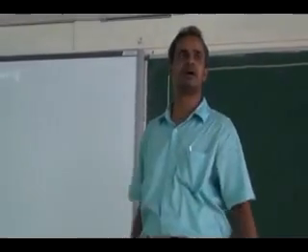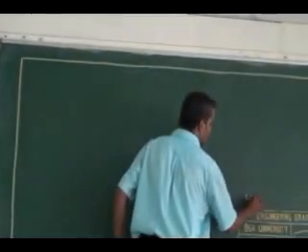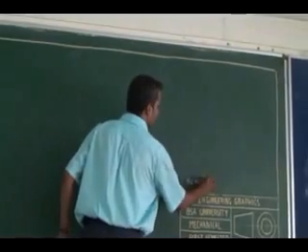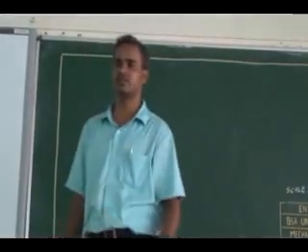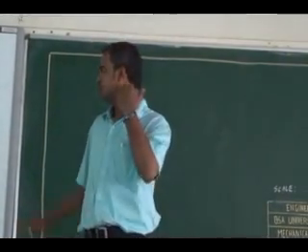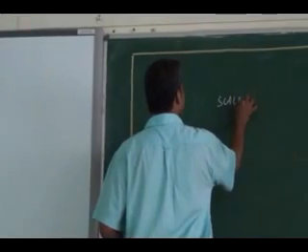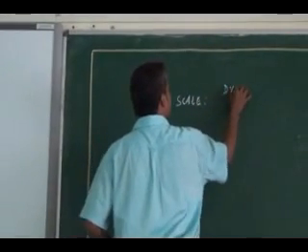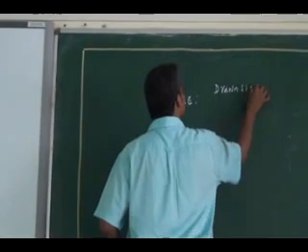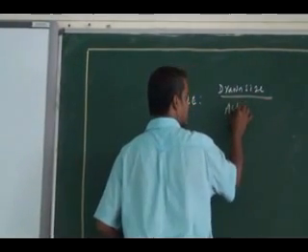If you see, there will be a scale written over the title block, depending on the size of the component for which you are drawing. It is the ratio between the drawn size and the actual size. You should always remember this: scale is drawn size by actual size.